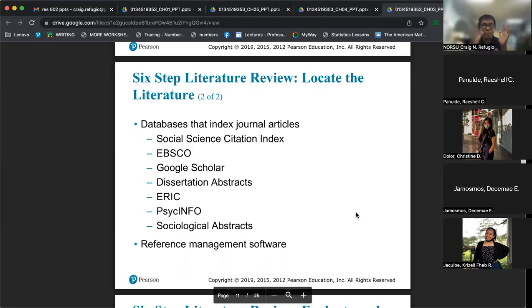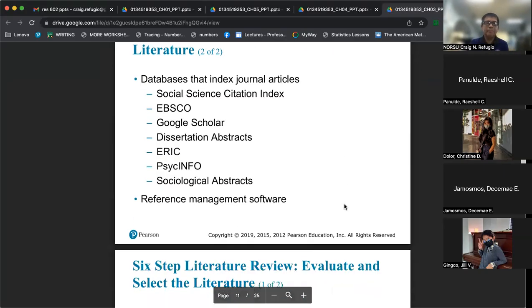EBSCO, screenshot what is in there. Google Scholar, what is in there. So forth and so on, up to Sociological Abstracts. Go to that database and screenshot what is actually in there. And then the last 3 would be your own exploration, but still, screenshot of the first, screenshot of the second, screenshot of the third. After all screenshots, I want you to write your own understanding of each of the 10. Handwritten. Is that clear to everyone? Yes, sir.